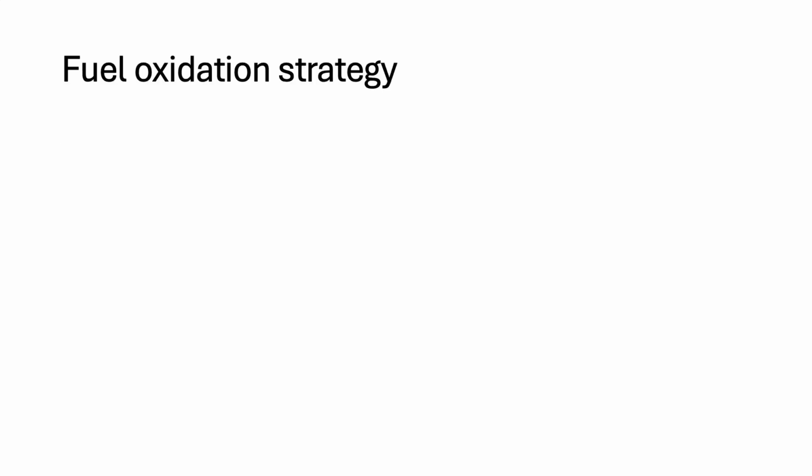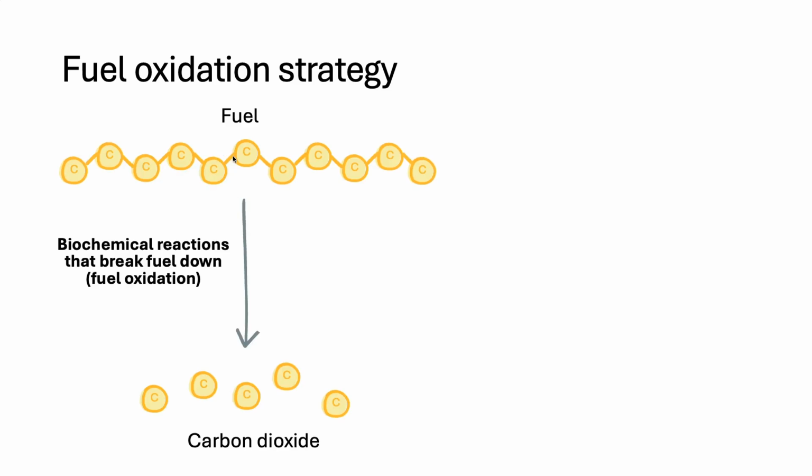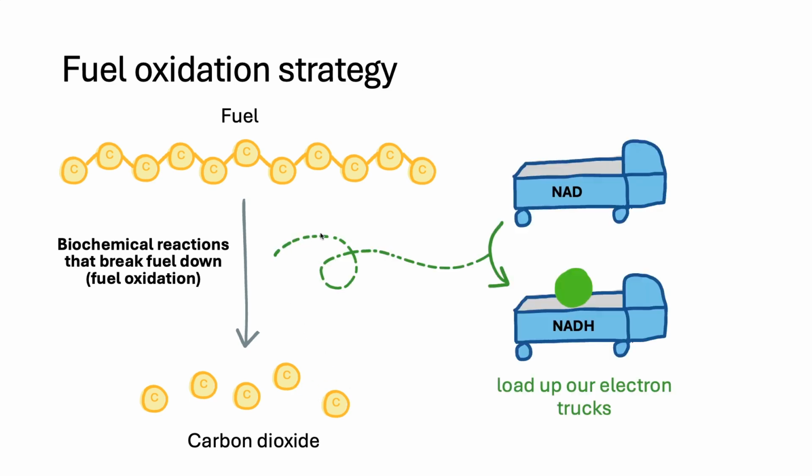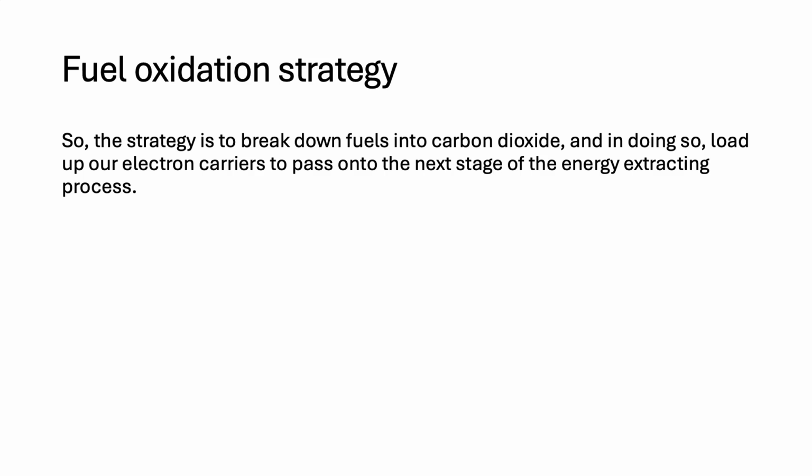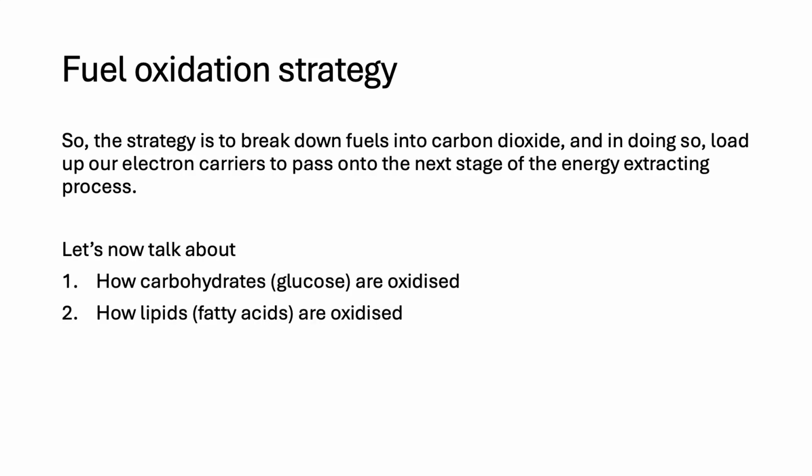So if we redraw the diagram for our fuel oxidation strategy, we have fuel. We're going to do biochemical reactions that break the fuel down and break down the bonds, which is fuel oxidation. That's going to become carbon dioxide. And in that process, we're going to load up our electron trucks. And so our goal is to load up as many electron trucks as we can as we break the fuel down. So the strategy is to break down fuels into carbon dioxide and in doing so, load up our electron carriers, our trucks, to pass on to the next stage of the energy extracting process. Okay, so now that we're clear on the strategy, let's talk about how carbohydrates, i.e.